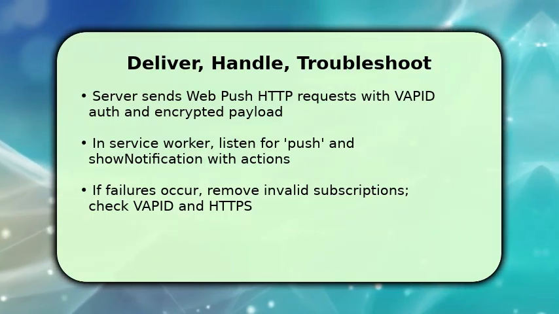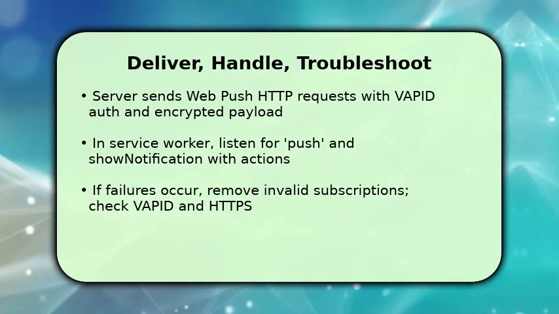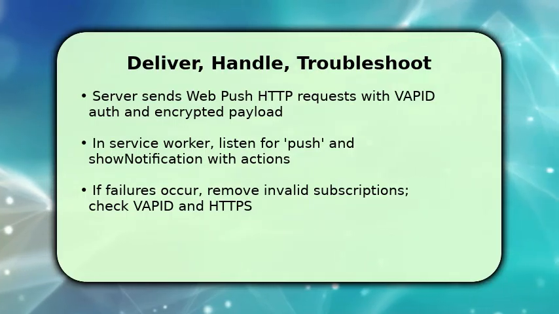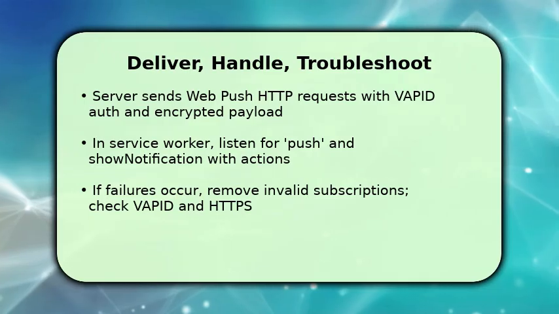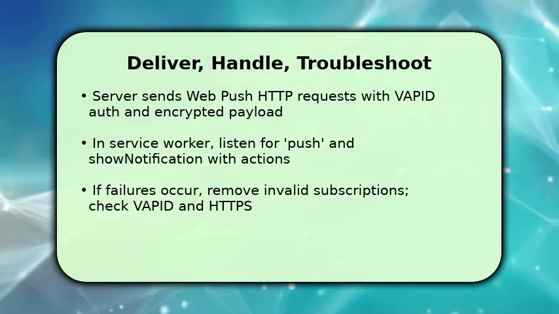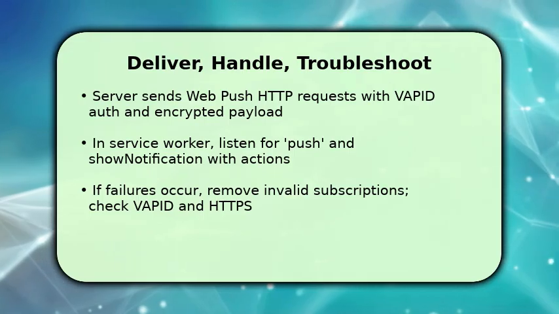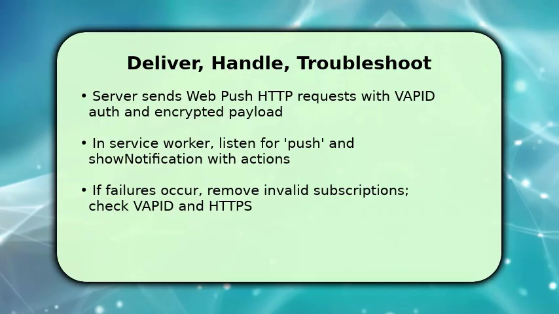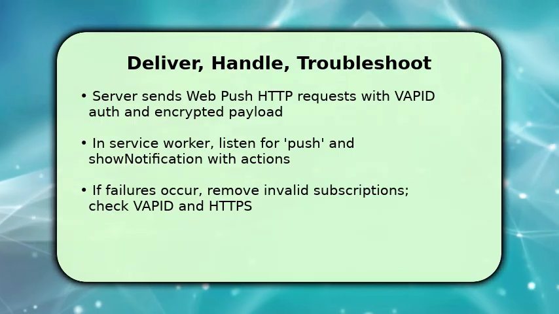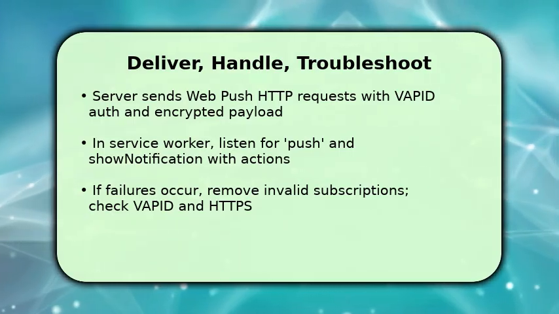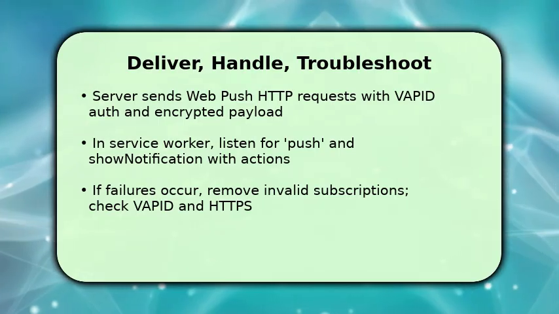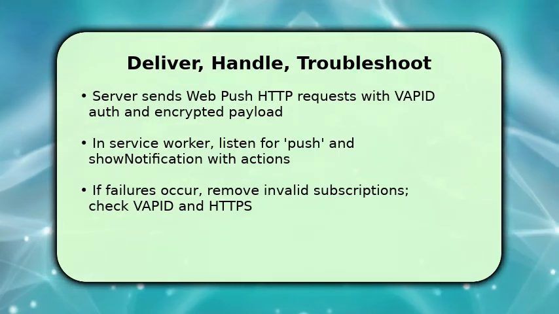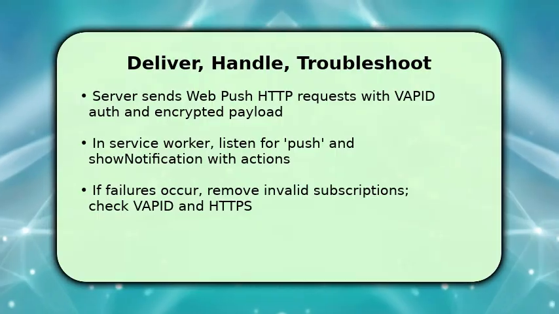Once the service worker receives a push event, show a user notification and wire click and action handlers to open or focus relevant pages. Finally, implement expiration and error handling. When a push returns gone or unauthorized, remove the subscription. If things go wrong, verify VAPID keys, ensure HTTPS, and check that the service worker is active and correctly handling push events.